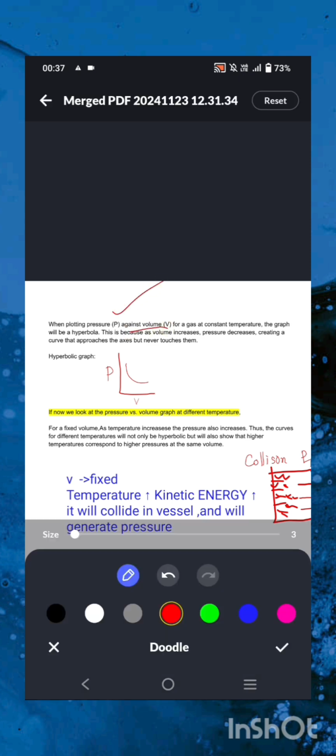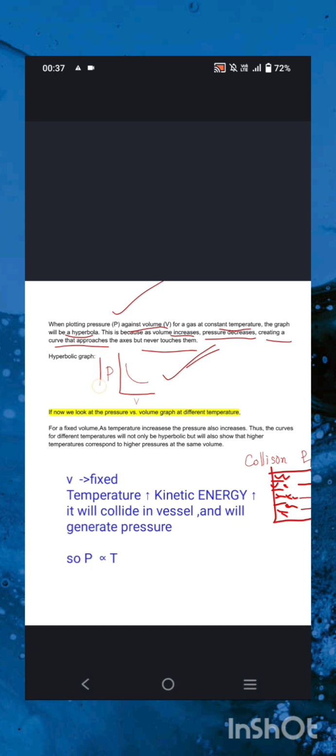Now, when plotting pressure against volume for a gas at constant temperature, the graph will be a hyperbola. This is because as volume increases, pressure decreases, creating a curve that approaches the axes but never touches them. The hyperbolic graph will be like this. The y-axis will be P and the x-axis will represent V.